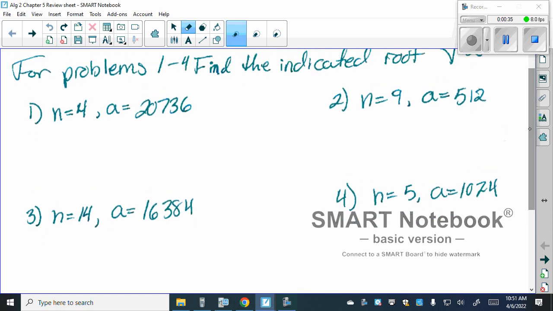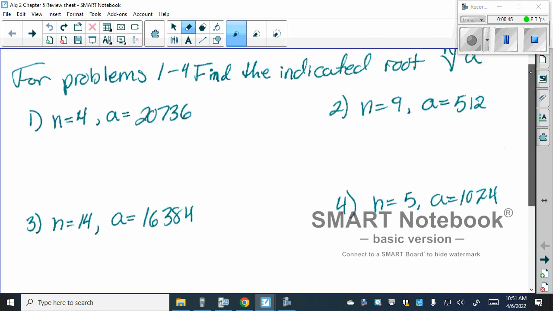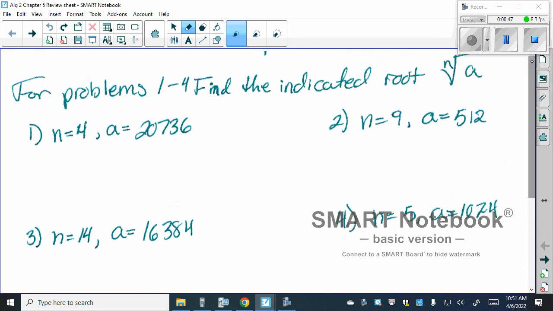All right, let's look at half of this here. Now the first ones, these here, I think y'all like these. Find the indicated root, the nth root of a. Well, if we look at number 1, what's our index? Our n value is 4. The number inside is 20,736.